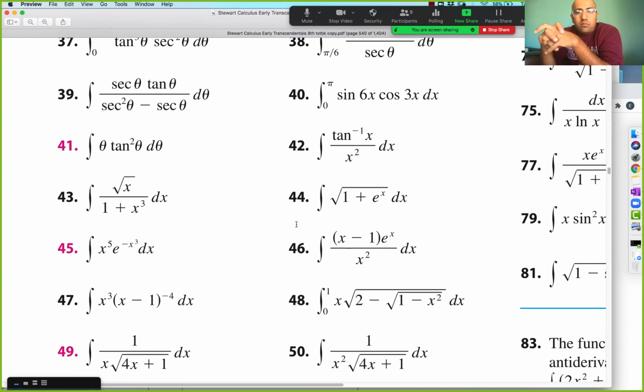So try integration by parts. If we let u equal to tangent inverse of x, its derivative will be 1 over 1 plus x squared. If we let dv equal to x to the negative 2, then we'll end up with 1 over x. And then when we integrate those guys, we'll end up with something ugly.